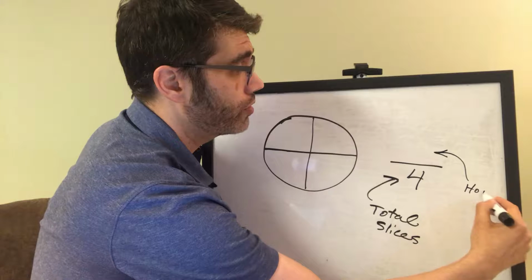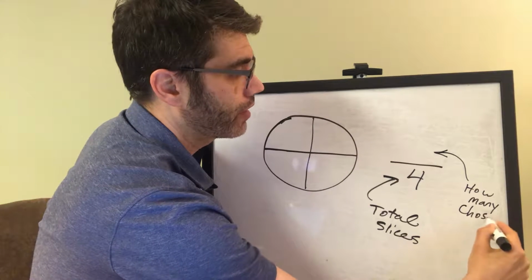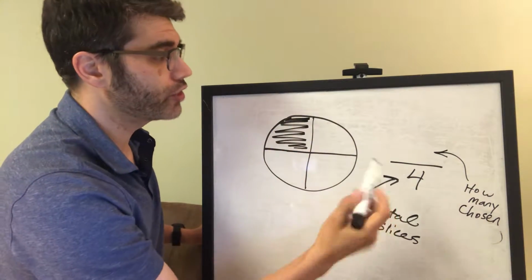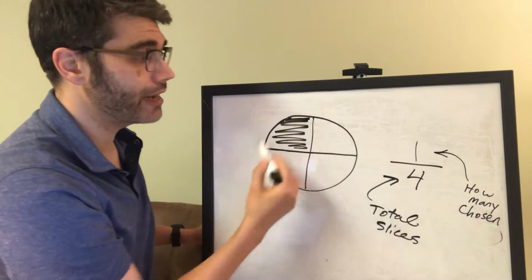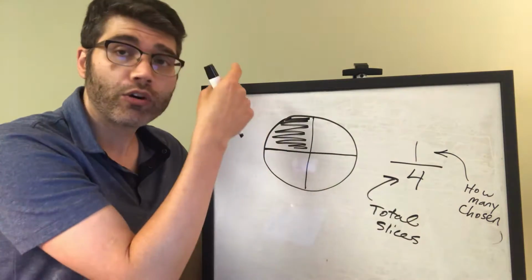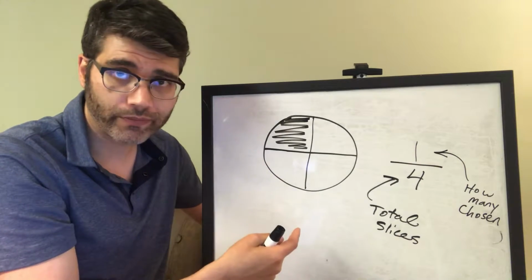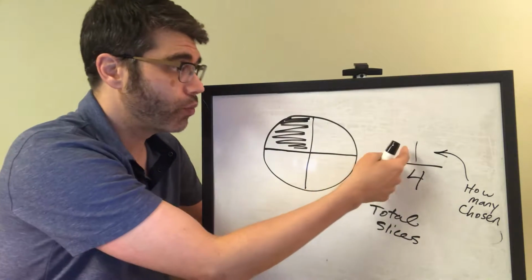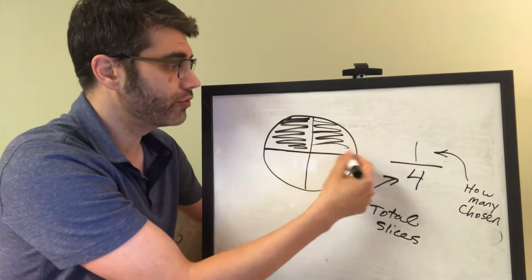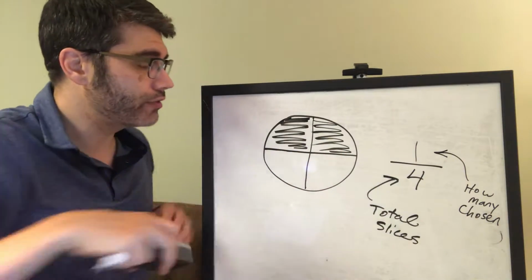So if I were to choose 1 slice, then I would have chosen 1 slice out of the 4 slices, and I would say the shaded region represents 1/4 of the entire whole. So it would be 1 over 4. If I said 2 over 4, then I would be shading in 2, so that would be equivalent to half the pizza.